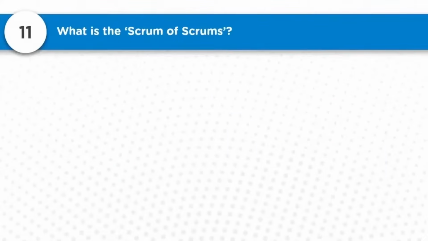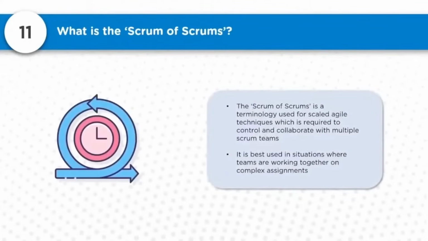So next question, what is Scrum of Scrums? Scrum of Scrums is a terminology used for scaled agile techniques, required to control and collaborate with multiple Scrum teams. When will we come across the need for collaborating between multiple Scrum teams? These are the scenarios where the organization has a complex structure and you may need to handle all the teams together to accomplish a common business objective. Various Scrum teams you would have. Scrum of Scrums helps with better collaboration and better control.